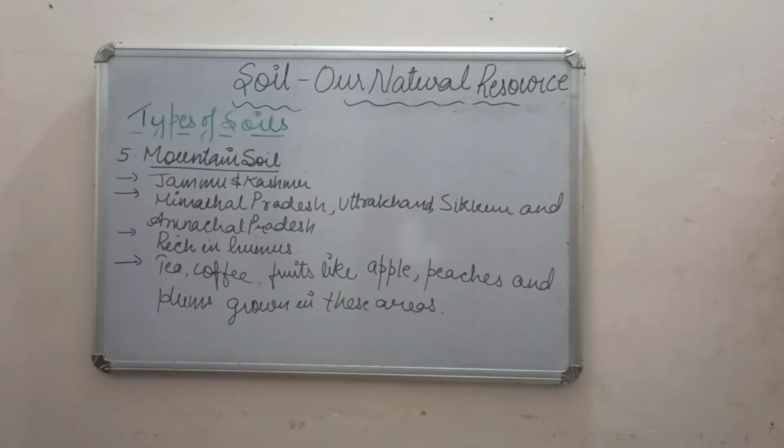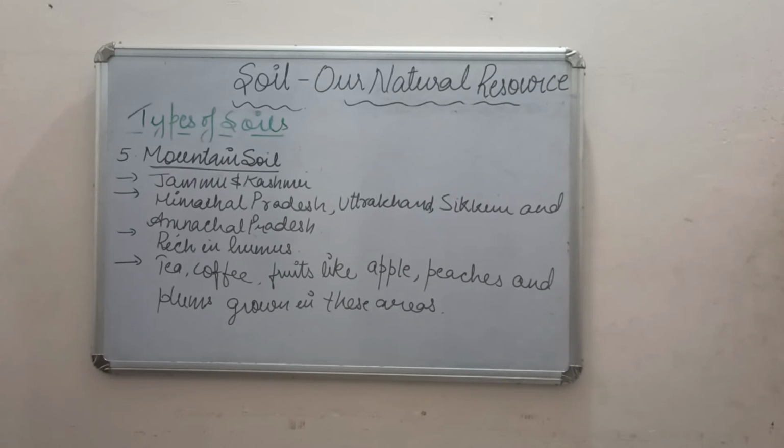So our next soil is mountain soil. Mountain soil is found in the Union Territory of Jammu and Kashmir, and the states where it is found are Himachal Pradesh, Uttarakhand, Sikkim and Arunachal Pradesh. The most important thing is that this mountain soil is very rich in humus. What does humus mean? Humus means, children, the organic constituent of soil usually formed by the decomposition of plants and animals by soil bacteria. Okay, or we can say the dead remains of plants and animals is called humus.